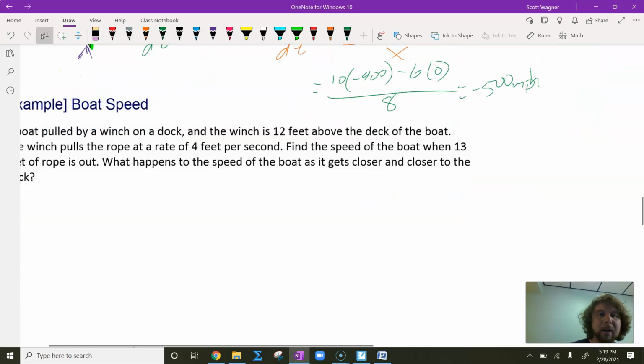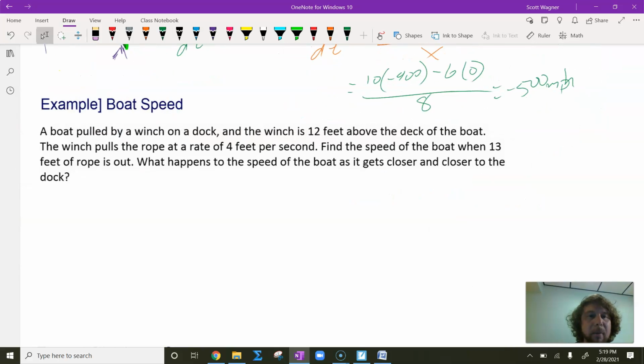Okay, all right, let's try another one here. How about a boat speed? The boat is pulled by a winch on a dock, and the winch is 12 feet above the deck of the boat. The winch pulls the rope at 4 feet per second. Find the speed of the boat when 13 feet of rope is let out. What happens to the speed of the boat as it gets closer and closer to the dock? Okay, all right. So let's see what we got here.